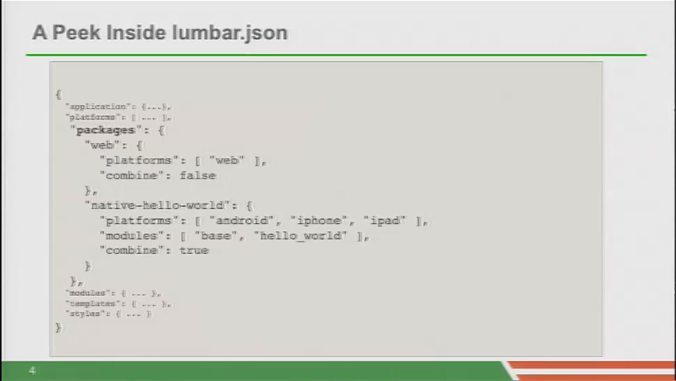When we get into packages, for the web package, I'm going to have platforms that say the platforms I'm going to support for this package, web. On the other hand, the native Hello World down there, the platforms that are supported there are Android, iPhone, and iPad. Now, there's going to be some common elements between these packages. If you look at the native Hello World, I have modules defined: base and Hello World. I've specifically called out those two modules and said these two modules, no matter what other modules I have in my project, are the two that are going to be included for the native Hello World package.